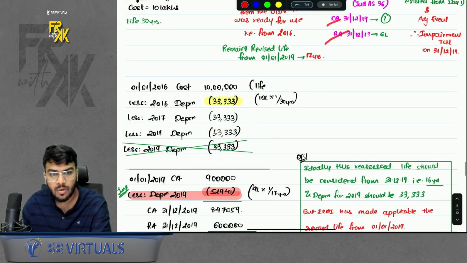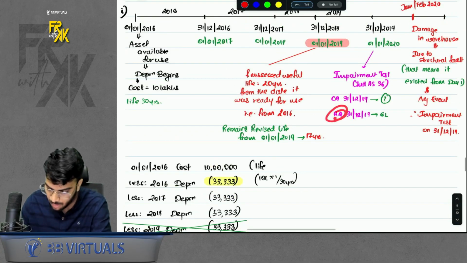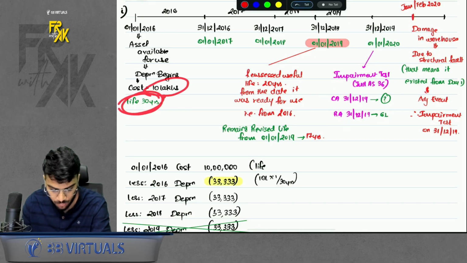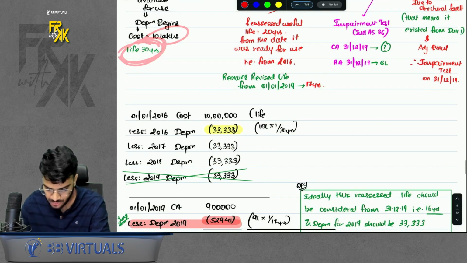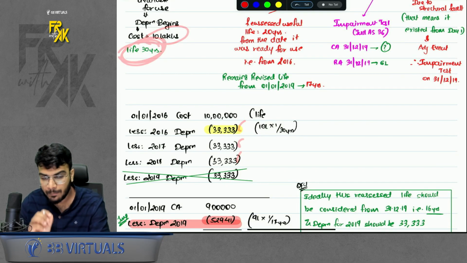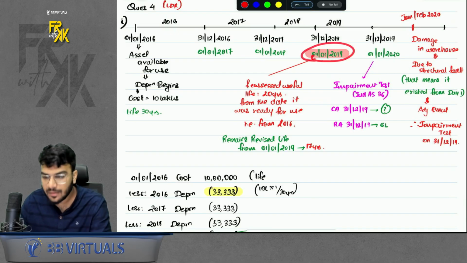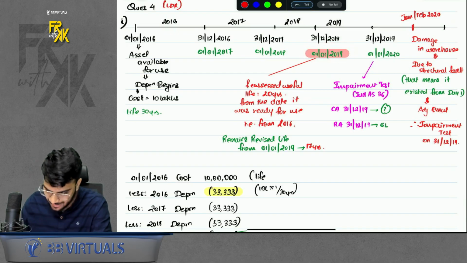What is the carrying amount? We already have it. What is the recoverable amount? We already have it. Carrying amount, you have to find it. Day 1 cost, normally the life is 30 years. So keep on depreciating. 1, 2, 3. We depreciate till 2018. Now, for 2019, a revised life is given. So the revised life is given as 20 years.